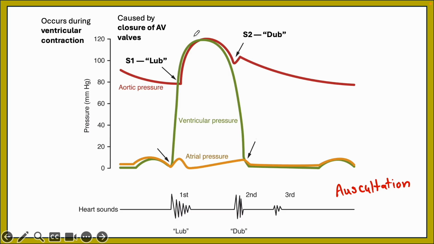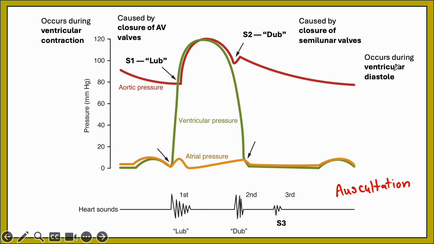And then the S2 dub, that is caused by the closure of the semilunar valves. So it's the blood flowing back into the semilunar valves. This is occurring during ventricular diastole. You can also sometimes hear an S3. So in both of these cases, it's due to turbulence of the blood.